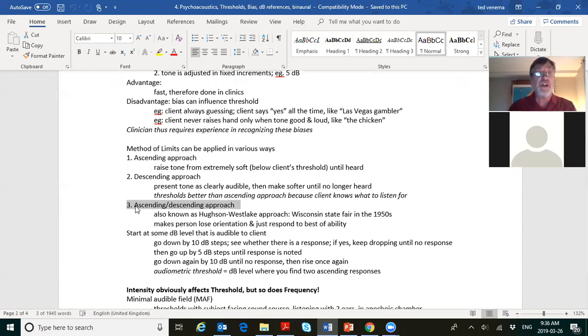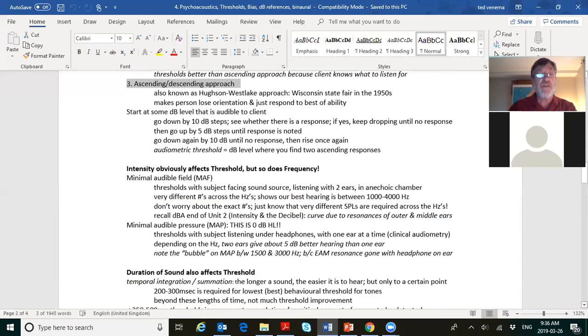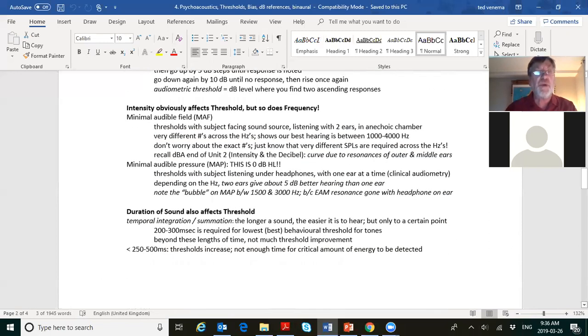The clinician can adjust the tone and can do so in fixed increments, ascending. The clinician can adjust the tone and do so in fixed increments, descending. Or the clinician can control the intensity and frequency and use a combination of those. All right, then last week we got to MAF and MAP. This is where we finished, and this is where we will begin today.